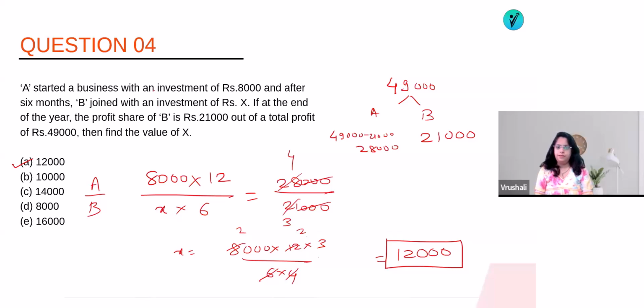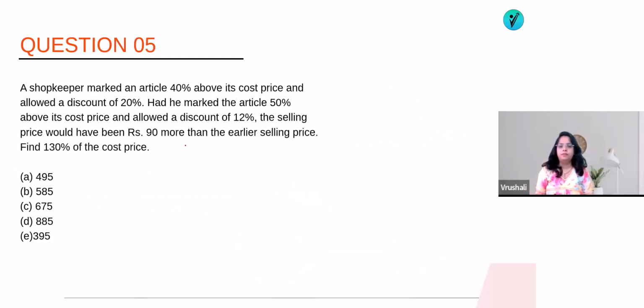Okay, that's it. It was an easier question of partnership, and we can expect partnership questions in the exam. Now let's solve the next question. What are they saying here? The shopkeeper marked an article 40% above CP and allowed a discount of 20%. Had he marked the article 50% above CP and allowed a discount of 12%, the selling price would have been 90 rupees more than earlier. Then find 130% of CP. Suppose the CP is 100. So what will be the first marked price? 40% above means 140.